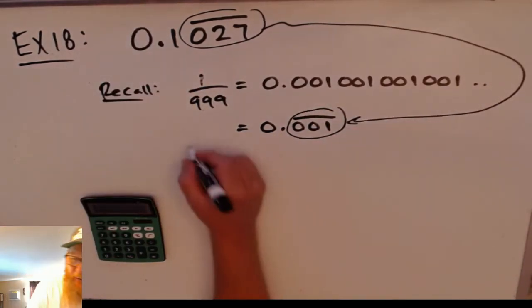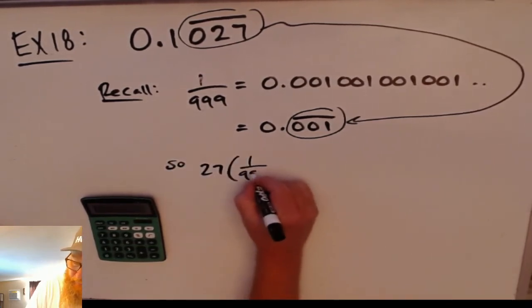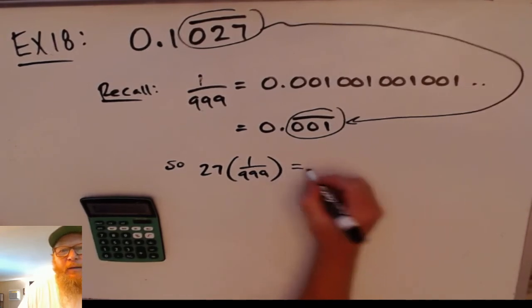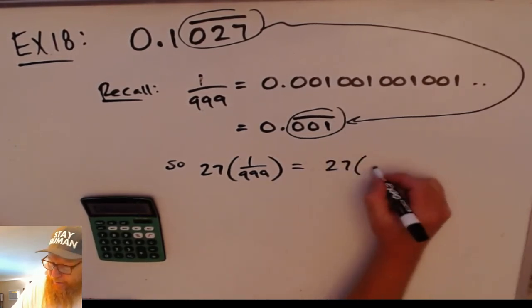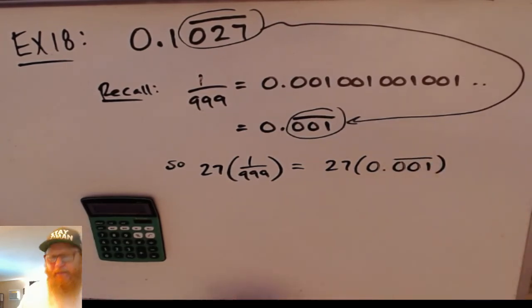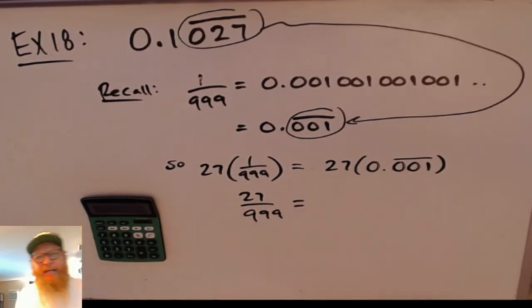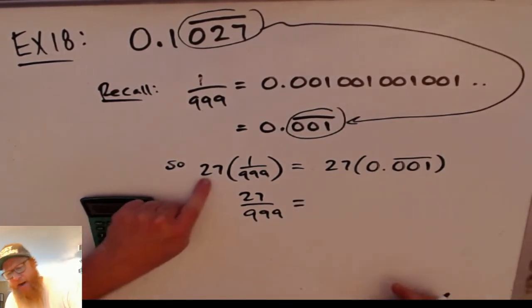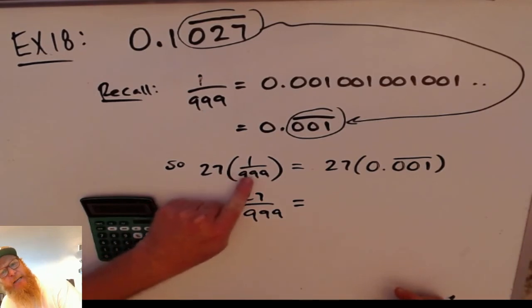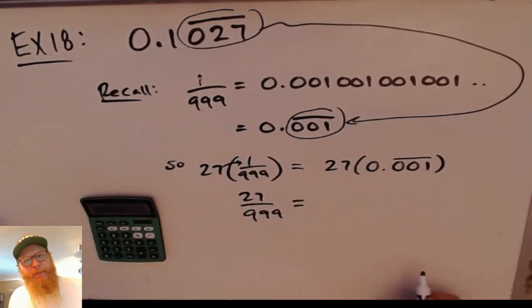So if I multiply it by 27, you're going to get 27 over 999. Be careful that you don't multiply the 27 times the 999. The 27 gets multiplied by the 1. Yeah, and then the denominator, there's an invisible 1 times 999.